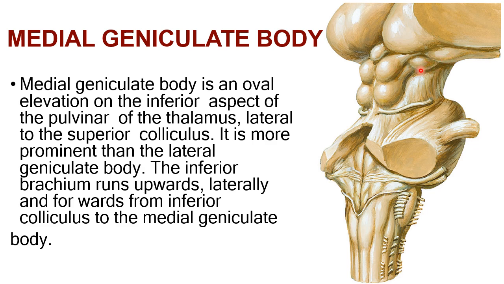The inferior brachium runs upwards, laterally and forwards from the inferior colliculus. This is the brachium to the medial geniculate body. That is nothing but the medial geniculate body. And here you can see the brachium, and this is the medial geniculate body.